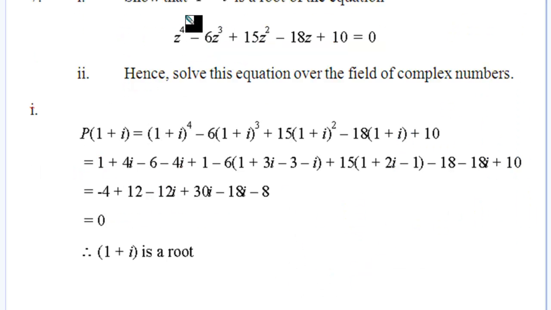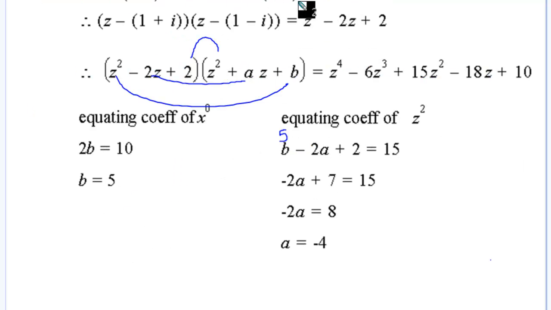Question 7 here looks at showing that 1 plus i is a root of that one. So again, we can substitute it in. We end up with it being 0. So again, using the binomial theorem in this part. The other parts are a little bit easier without the binomial. You can do it without the binomial theorem. But 1 plus i is a root. And then solving this equation, well, we know if 1 plus i is a root, 1 minus i is a root. So we can form a quadratic to expand that out.